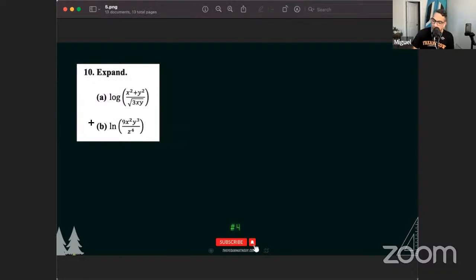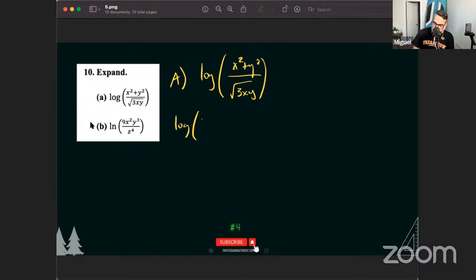So it looks like they want you to expand logs. So let's go to part A. Let's go ahead and rewrite this. Hopefully, by now we can remember our properties of logarithms. Okay, we have two things being divided here, so we can rewrite this as a difference of the two terms. So I have the numerator, log of x squared plus 1, minus log of root 3xy.